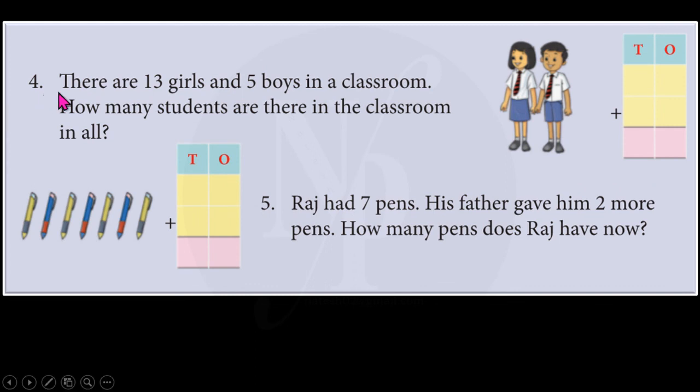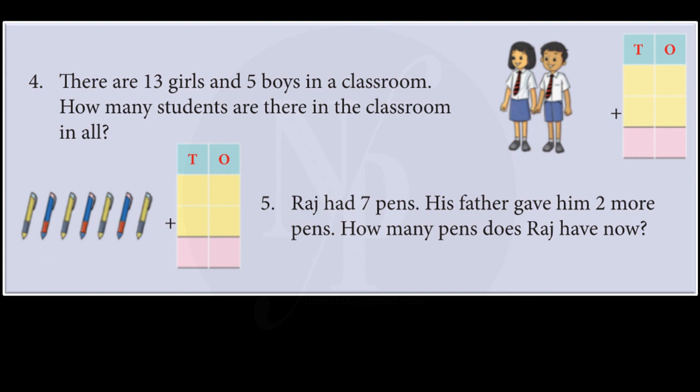Question number 4. There are 13 girls and 5 boys in a classroom. How many students are there in the classroom in all? So in a classroom there are 13 girls and 5 boys. So we need to find the total number of students in that classroom.